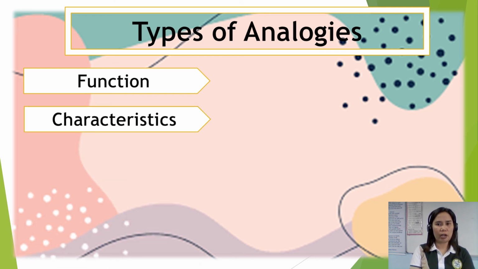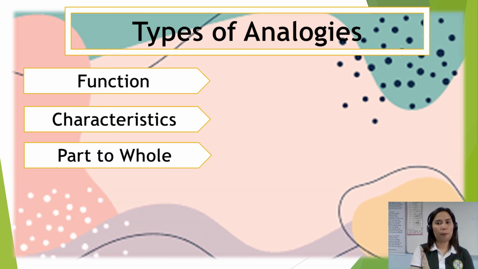Next, we have characteristic. It describes something. Example, puppies are furry, fish are slippery. Next, we have part to whole. Pairs that show the first word is a part of the second word. Like, for example, monitor is a part of a computer. A leaf is a part of a tree. A finger is a part of a hand.